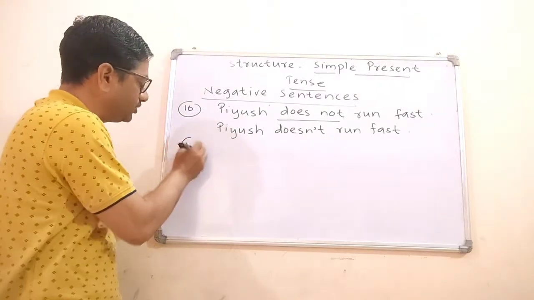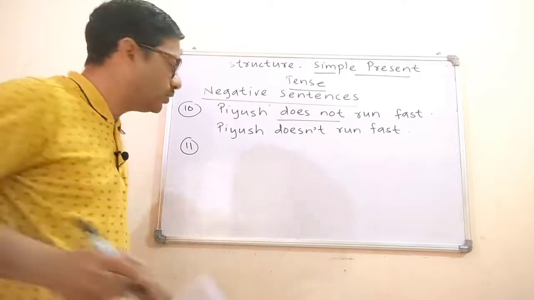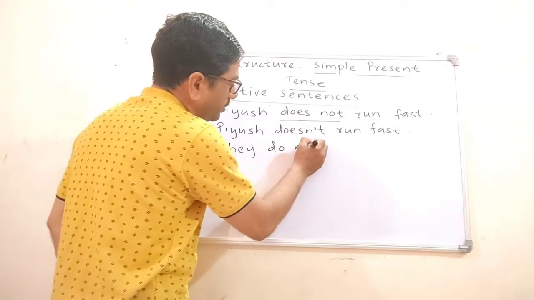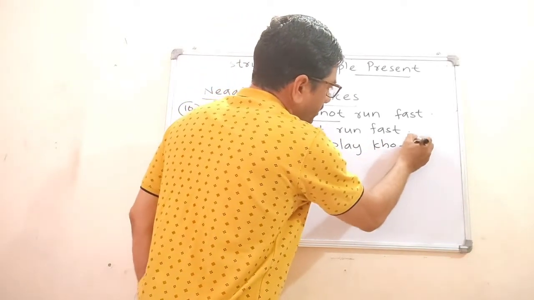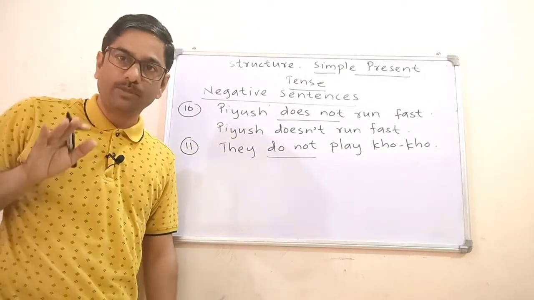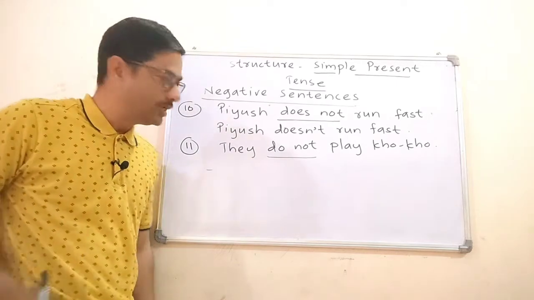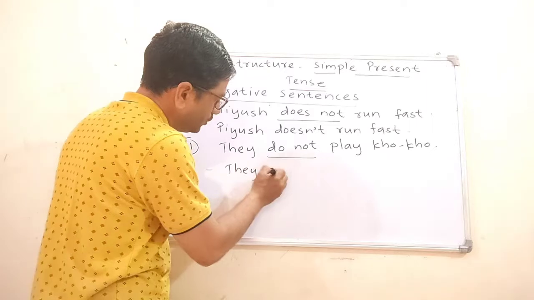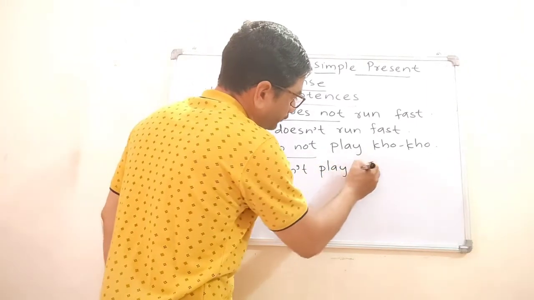Next sentence I will write, they do not play kho-kho. So if the subject is they, you have to make use of do not. You can write down the same sentence in this way also: they don't play kho-kho.